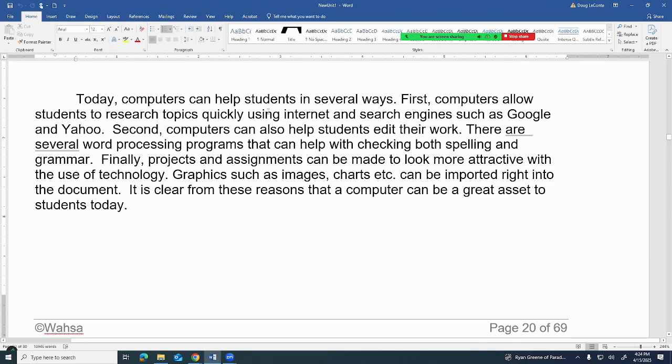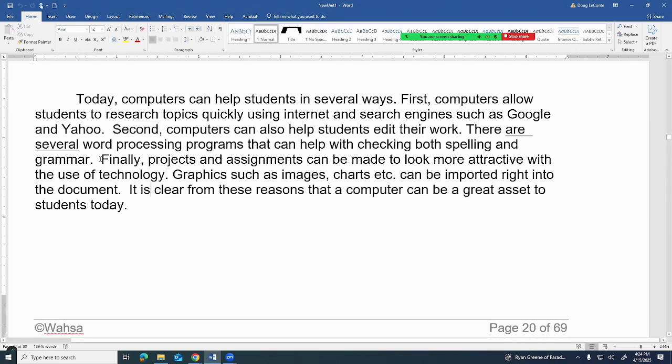Today, computers can help students in several ways. First, there's our first transition word. First, computers allow students to research topics quickly using internet and search engines such as Google and Yahoo. Second, we're setting up a sequence here: first, second. Second, computers can also help students edit their work. There are several word processing programs that can help with checking both spelling and grammar.